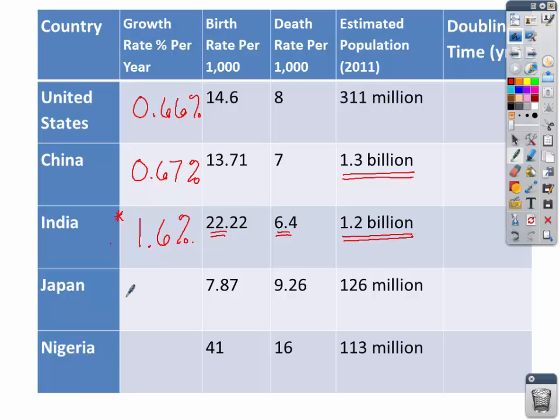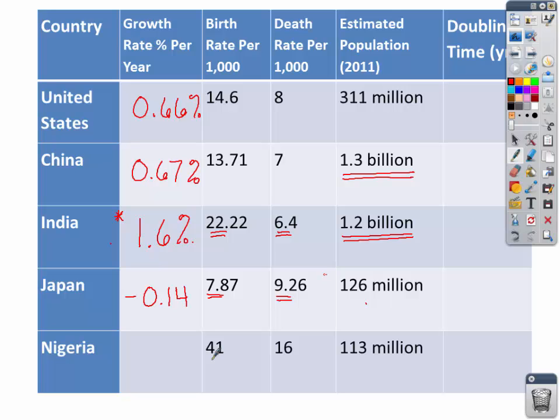Take a look at Japan. Calculate it through. We have a negative growth for Japan. A predominantly elderly society, with more deaths than births. So they actually have a very slow but real negative population growth.